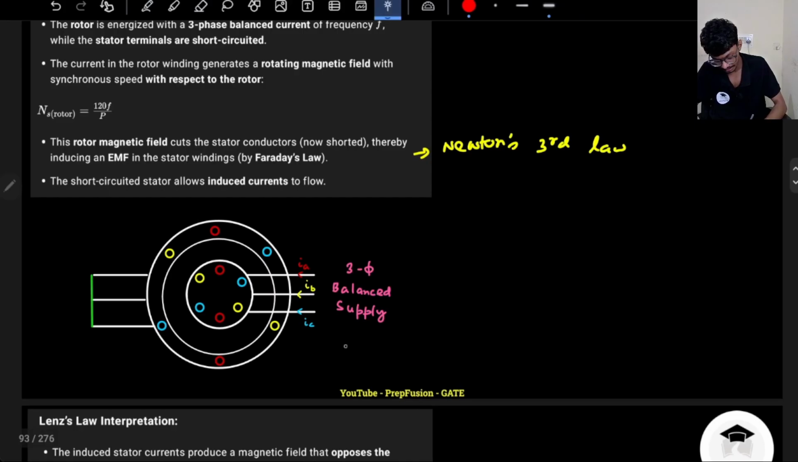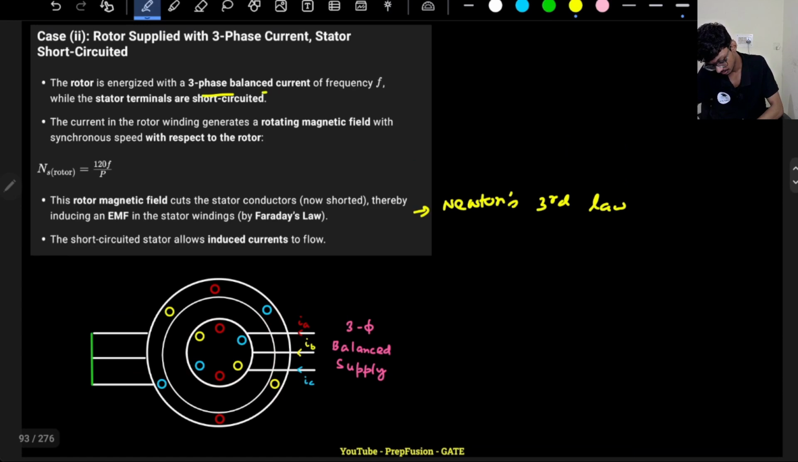So basically, if I am applying a 3-phase balanced supply in a rotor, it is a 3-phase winding, star connected. Which will generate a frequency, which will generate a rotating magnetic field, same like the stator. It will revolve with synchronous speed with respect to the rotor.